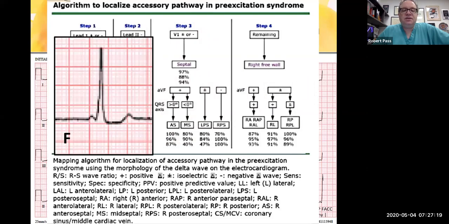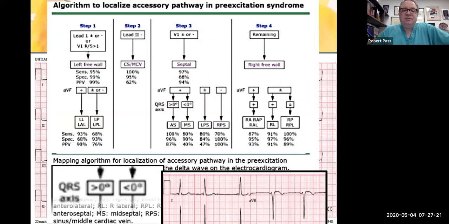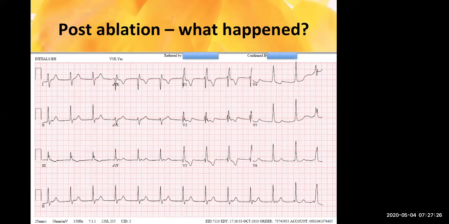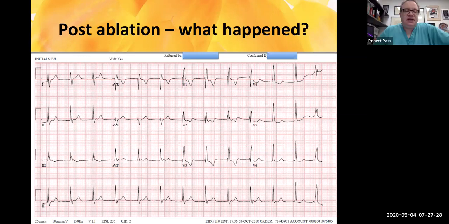So let's see what happened here. This was the tracing that Lieutenant Colonel Flanagan was kind enough to share with me in this patient after they were ablated. Why don't I ask Dr. Kong what she thinks is going on here. This was apparently obtained in the post-cath period in the recovery room.